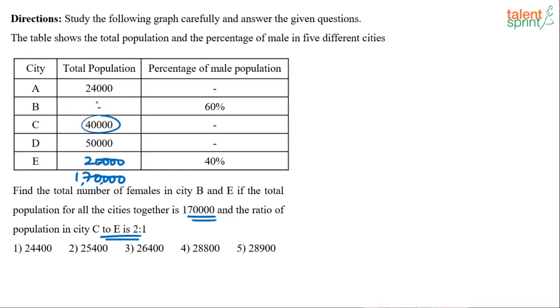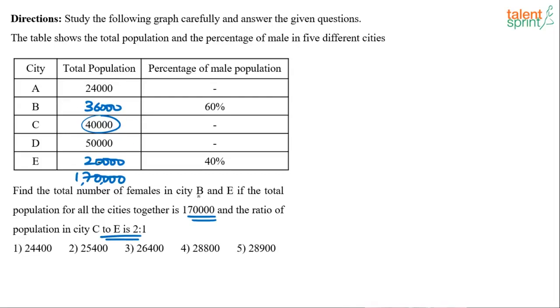Now, can you find out the total population of B? Yes, because the overall total is given to us. 24,000 plus 40, 64,000. 64,000 plus 50,000, 1,14,000. 1,14,000 plus 20,000 is 1,34,000. So 1,70,000 minus 1,34,000 is 36,000. You getting it? So we now know the population of all the cities from the given data.